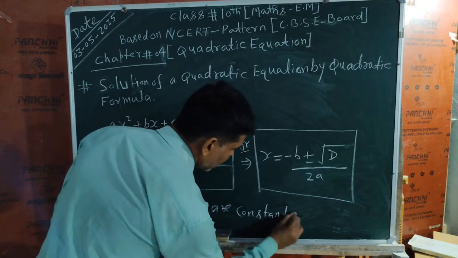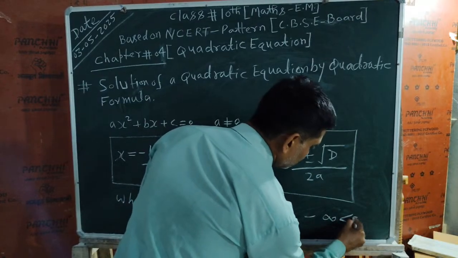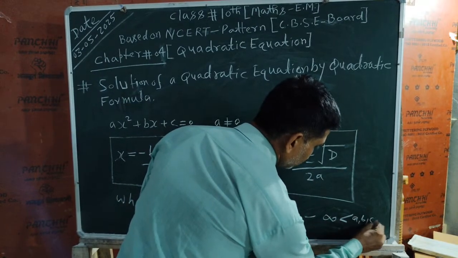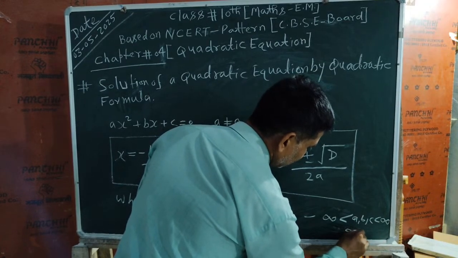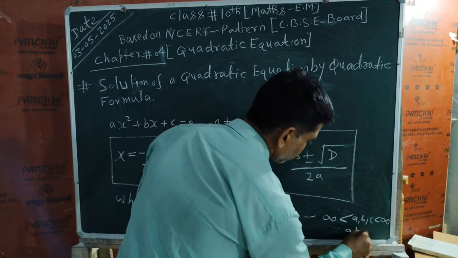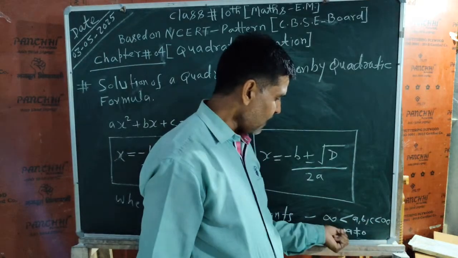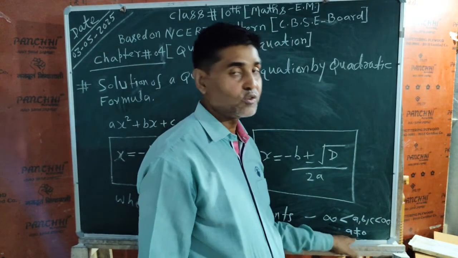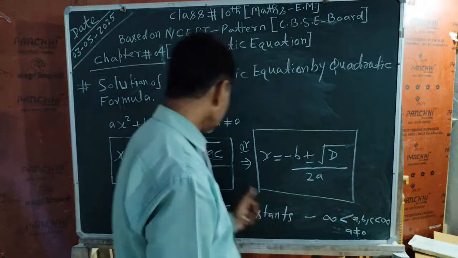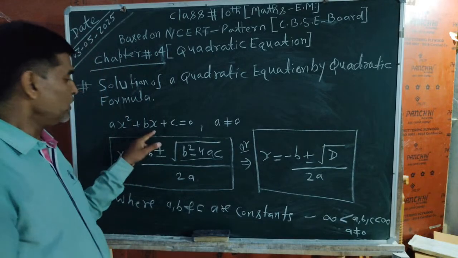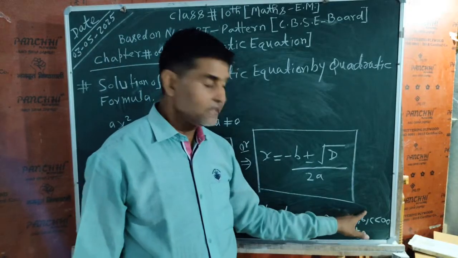Constants are constant, and their domain will be from minus infinity to plus infinity. But here I will say a cannot be 0, because in this domain from minus infinity to plus infinity I will not take the value of a equal to 0. If I take a equal to 0, the quadratic equation will become linear. Therefore this condition is included in this domain.